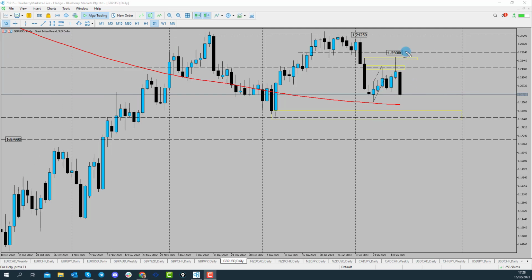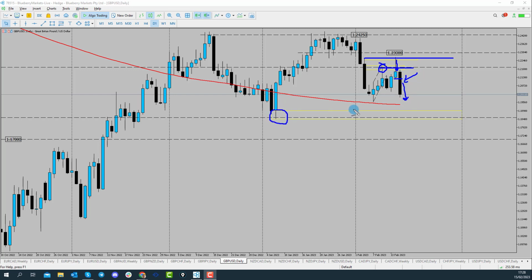What we talked about most recently was the 122 handle and the 123 handle. We didn't quite make it to the 123. We came just short, came back into this previous daily candle high, formed a nice wick down, closed back within the previous high, closed under the 122, and then today we've seen price break the daily low and continue down.